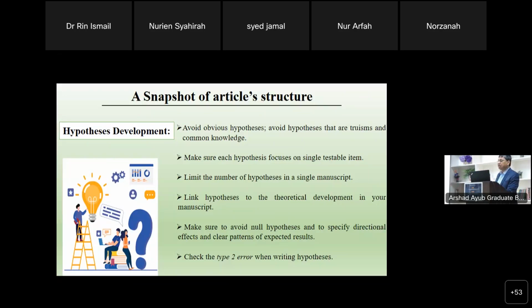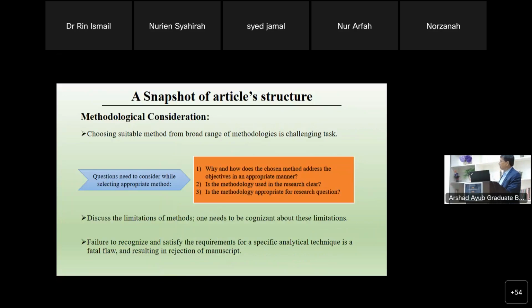Make sure to avoid null hypotheses and specify directional effects and a clear pattern or expected results, because sometimes it can go in either direction, in two-tail, right? It can go yes, no. So you have to really look at something. Sometimes you know exactly which direction to go, but you have to have this conviction when you do this. And you try to check the type 2 error when writing hypotheses, the type 1 error and type 2 error. You have to be very careful on that part as well.